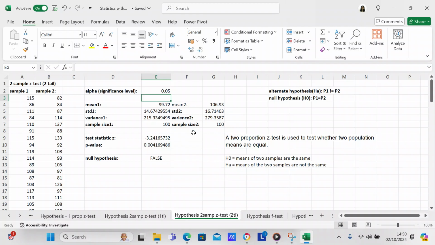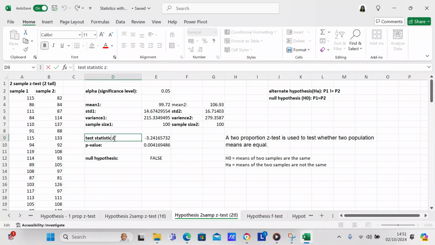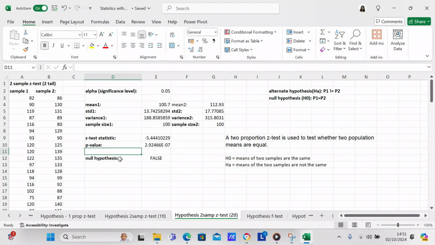So I've covered everything that I want to cover in this video. I talked about random integers using RANDBETWEEN. I talked about alpha using the significance level. Talked about the mean, the standard deviation, the variance, the sample size. Talked about the test statistic. Talked about the p-value and the null hypothesis. So we've talked about everything that we can talk about in this video.